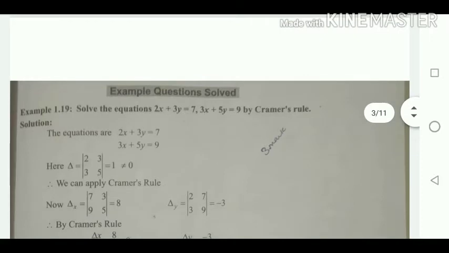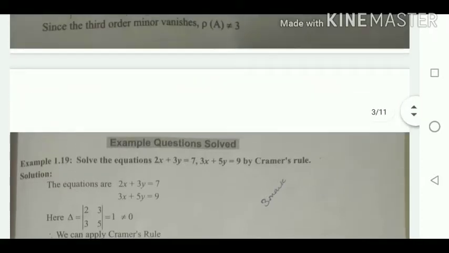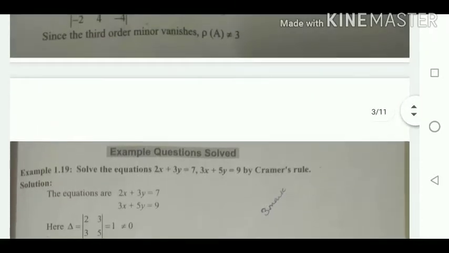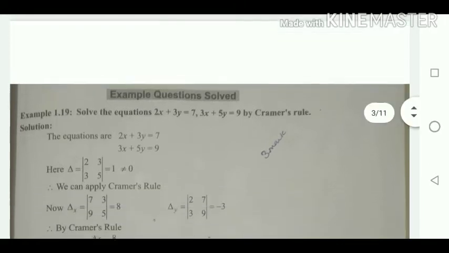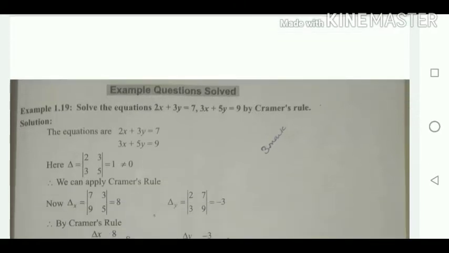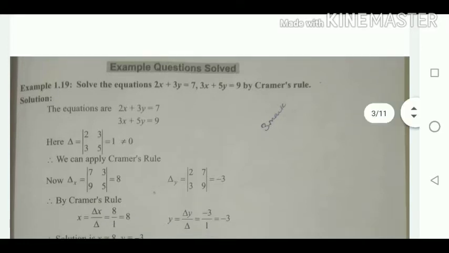Example question solved. Up to this we have seen about the rank of a matrix. Now we are going to solve the problem, that is, we are finding the values of x, y, z by using Cramer's rule. Okay. This is relating to the next exercise. Solve the equations 2x plus 3y equal to 7, 5x plus 5y equal to 9, by Cramer's rule.